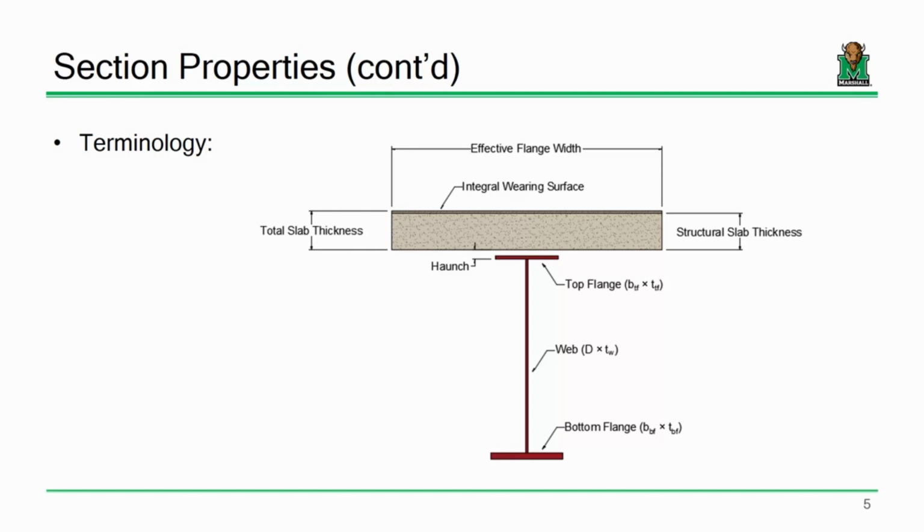So I'm trying to be consistent with that as well. Now the web, I'm going to say it's D deep, and I'm going to say it's T wide, or the thickness of the web. And then with the bottom flange, same deal. So far so good? Okay.